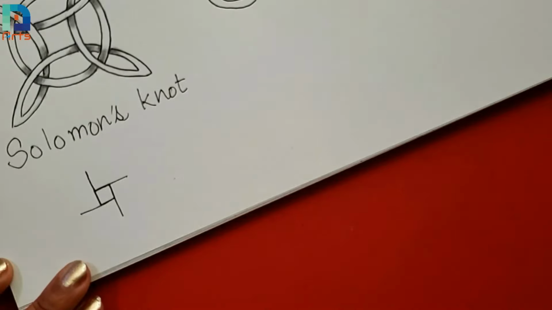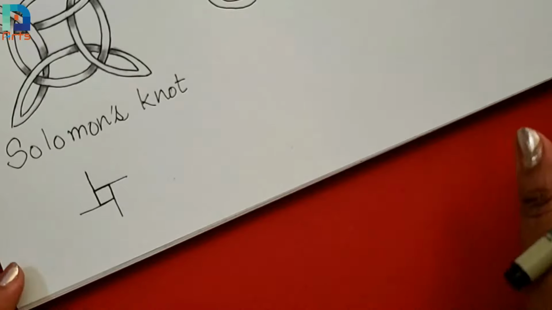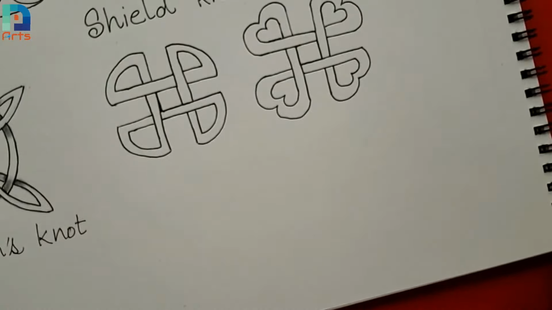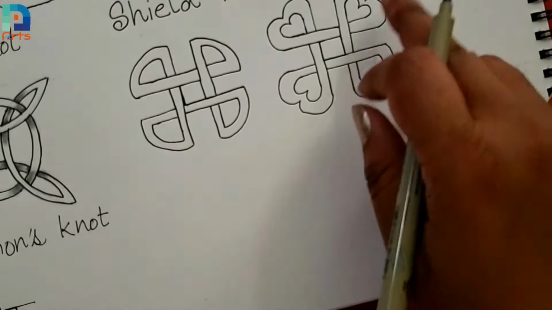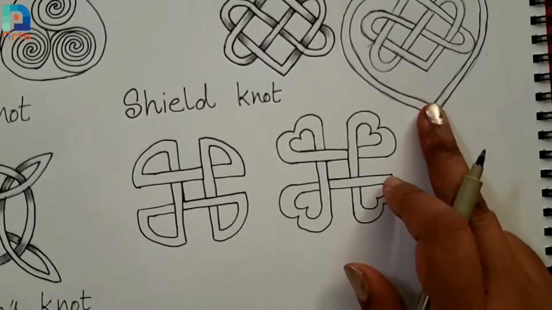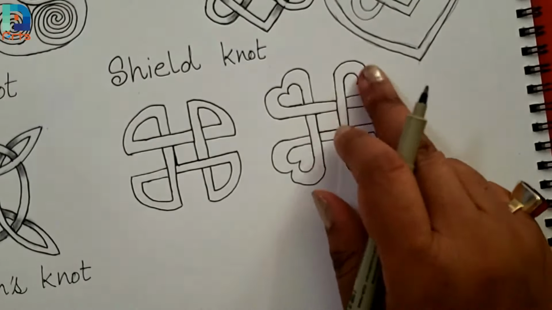And then the one on the top left seems to be difficult. Which one on the top left? I don't know. Are you talking about this love knot here, or the one corner of the shield knot?